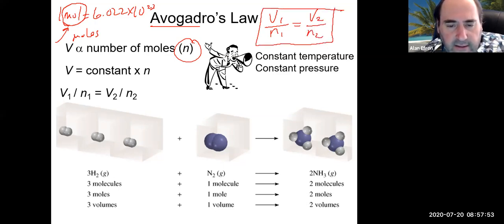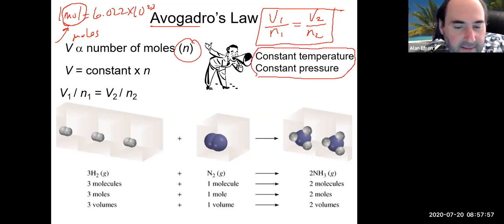This is at constant temperature and pressure, as it says right here. So at constant temperature and pressure, this is Avogadro's law: V1 over n1 equals V2 over n2. You could use Avogadro's law a couple of different ways. One way is just like a normal gas law. You can plug and chug into the formula and solve for either volume or moles, whatever it may be.